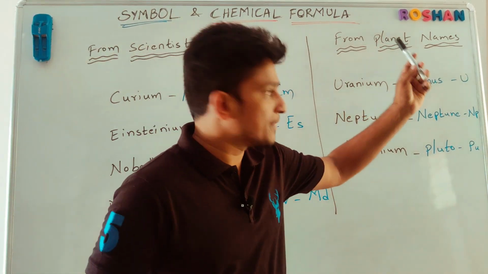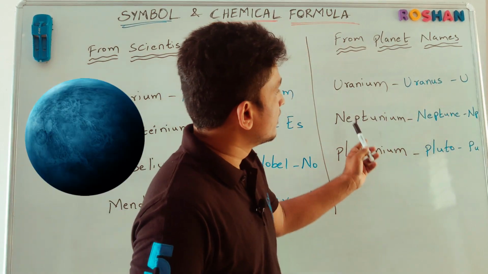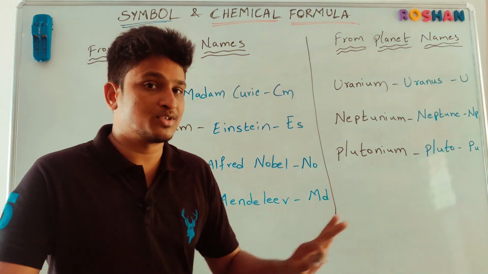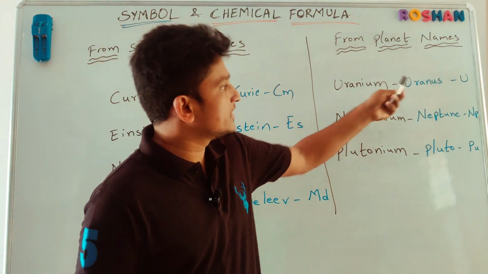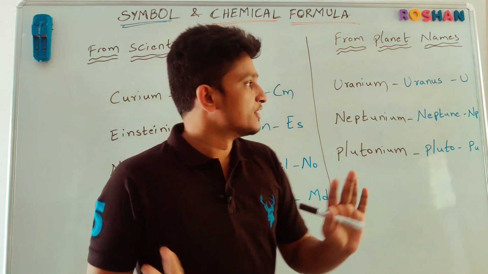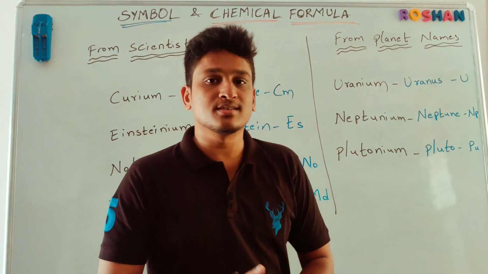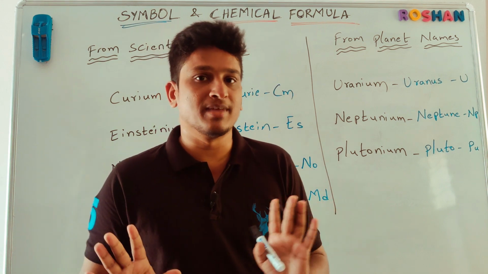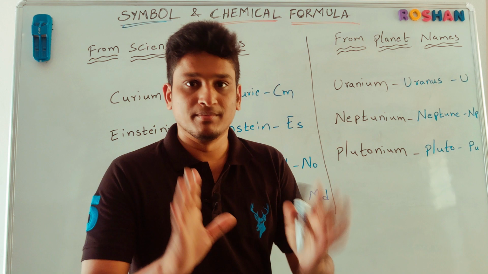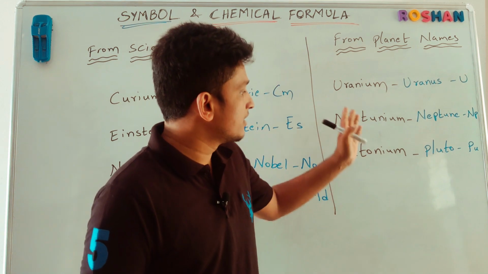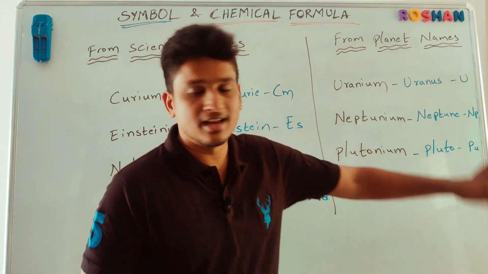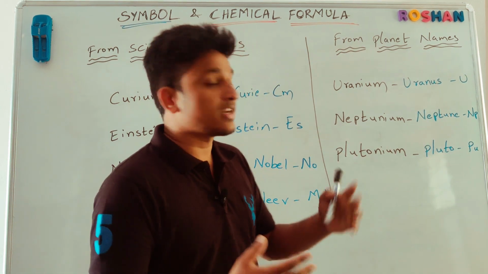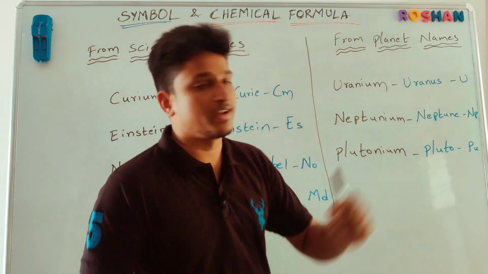Some elements are based on planet names also: uranium, Uranus, U; neptunium, Neptune, Np; plutonium, Pluto, Pu. Some students will think, sir, is this element found on that planet? No, it's not like that. Even the planet names are named after Greek gods only, students. So they simply named them according to Greek mythology. That doesn't mean plutonium is only found on Pluto, or neptunium on Neptune. Most of these are radioactive elements, the majority of which are artificially synthesized. Some are naturally found, like uranium.